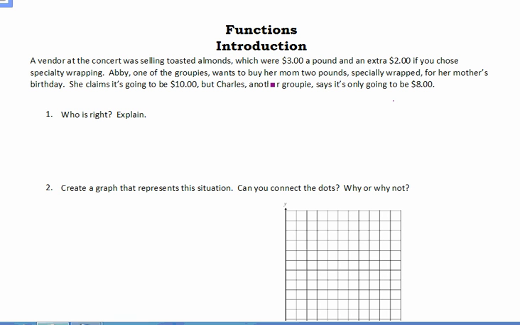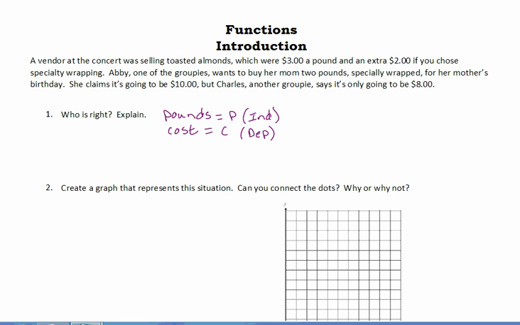So we should be getting pretty good at realizing that we can write an equation for this. We have two different variables that we're looking at, pounds of almonds, as well as the total cost. I'm going to represent this as P, this as C. I know that the cost depends on pounds, so here's my independent variable, and here's my dependent variable. Those are just nice review from last section.